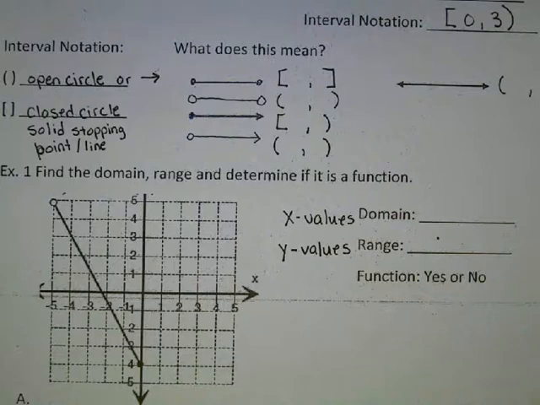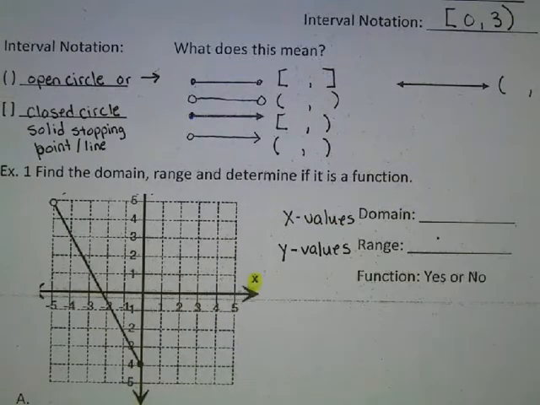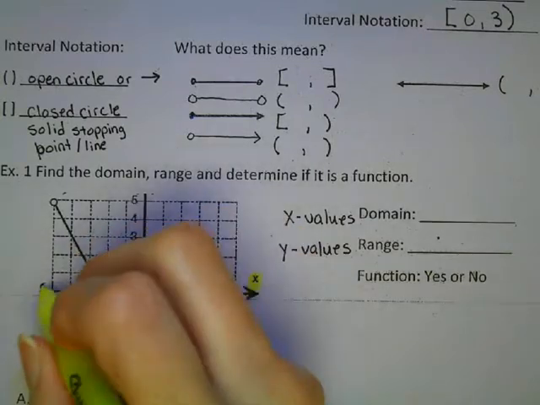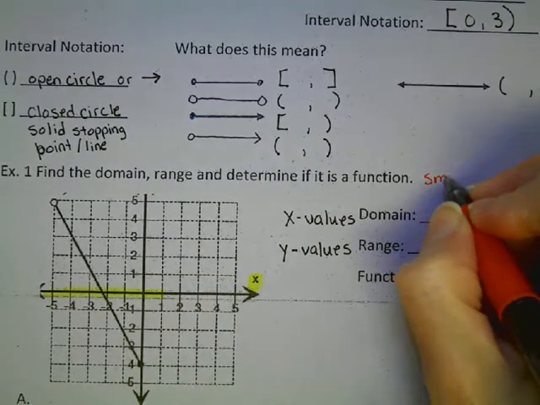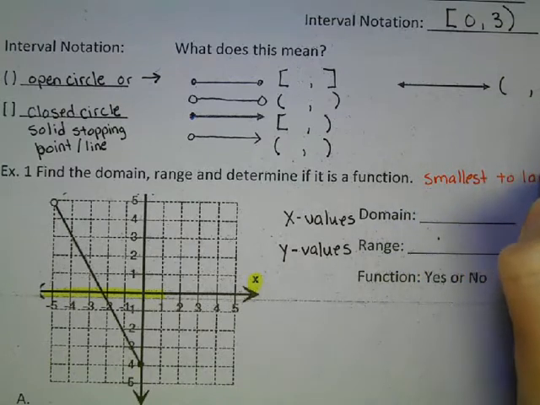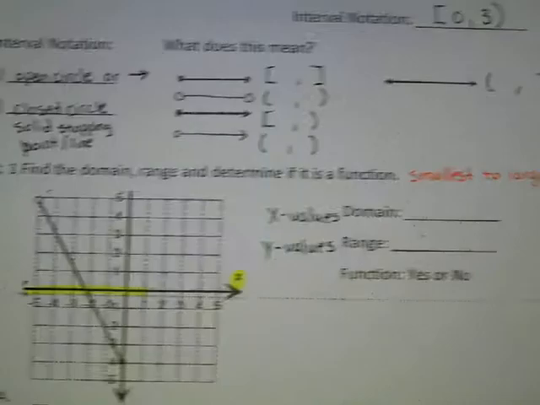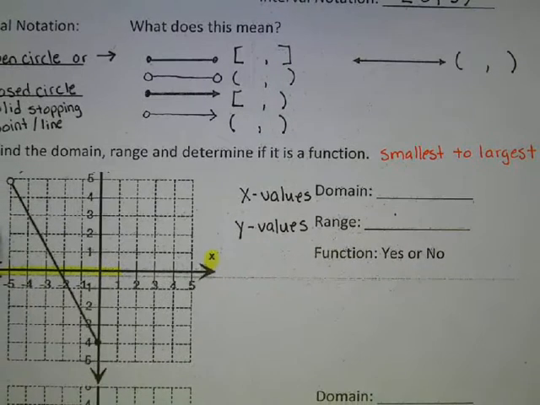For instance, this is the x-axis here, so I'm going to be looking at numbers on the x-axis. I want to figure out on the x-axis what is the smallest to largest number. When you're doing domain, some people think left to right. So the farthest left this graph goes to is at -5 on the x-axis.